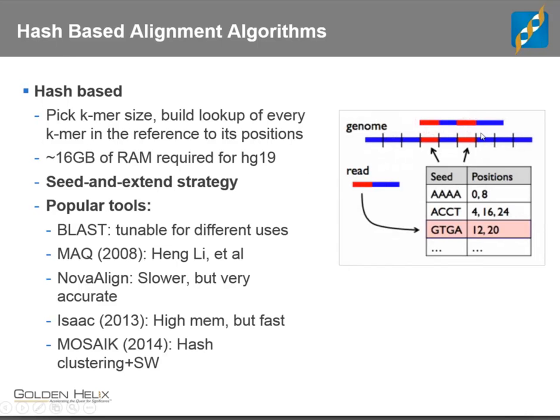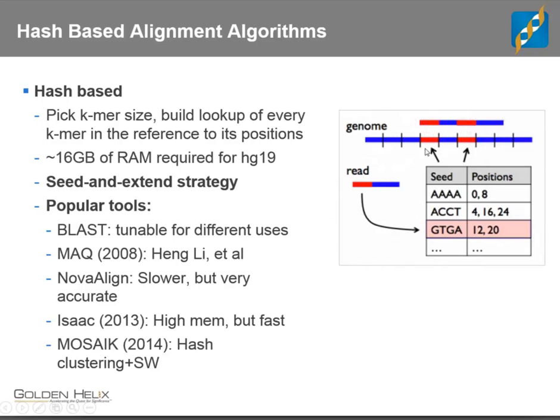Ultimately, these types of algorithms, these hash-based methods, are going to take the genome and create these tables, and we're going to simplify it here and say it's a k-mer table, where we're just taking every unique four-letter sequence in there and then writing down the position that we see it. So let's say this GTGA occurs in position 12 and 20. Then I look in my read and I find every k-mer that is present in there, and then look them up in the table.